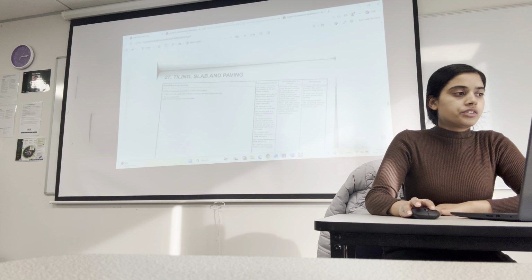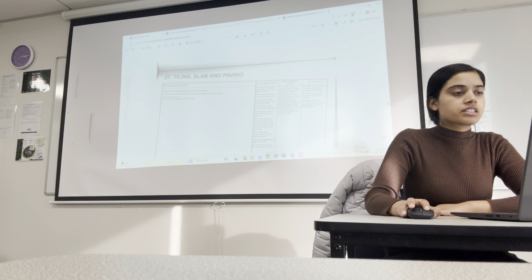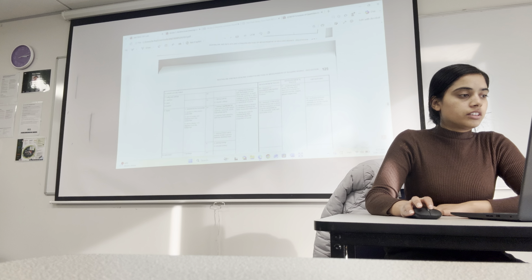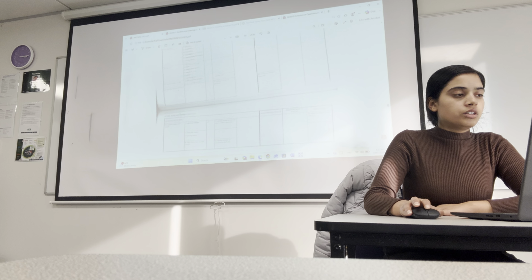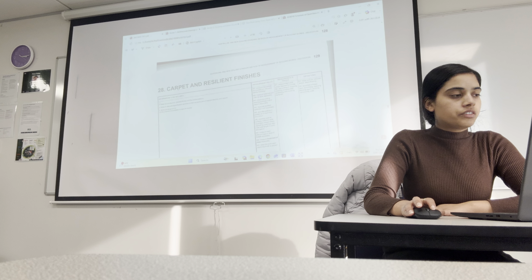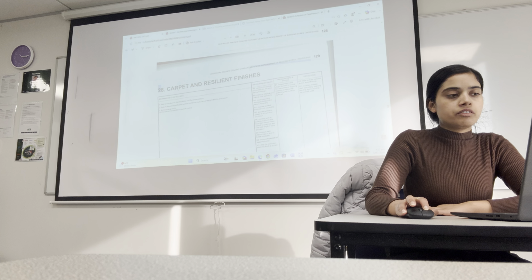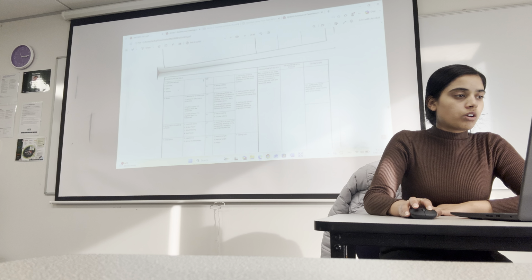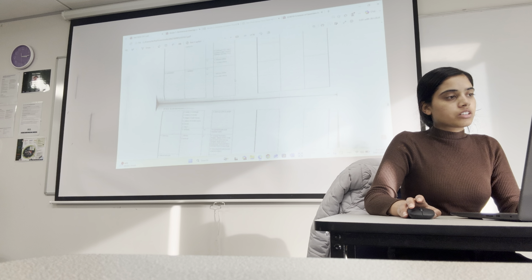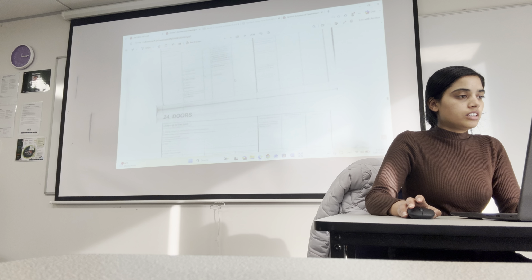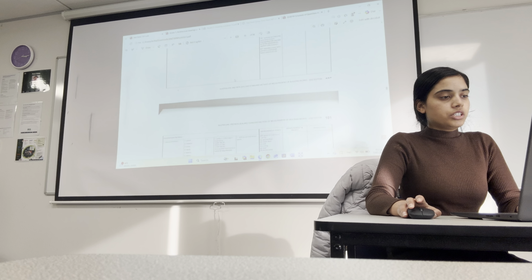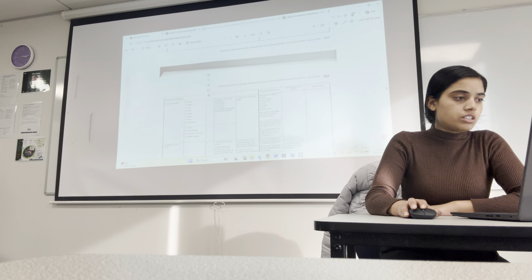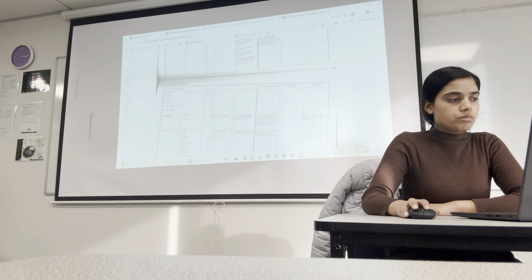And I have selected another trade section, that is 27, tiling, slab, and paving. In here also, wall and ceilings are measured in meter square. And I have selected the next section, that is 28, carpet and resilient finishes. So it is also measured in meter square. For the skirting, I have used section 20, that is carpentry. The carpentry is measured in meter, so I have used it as a meter.